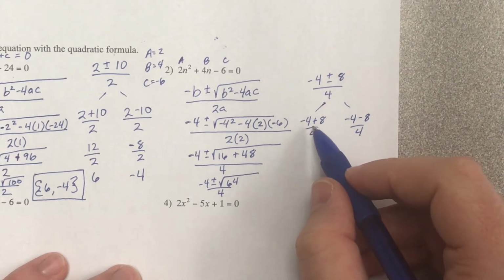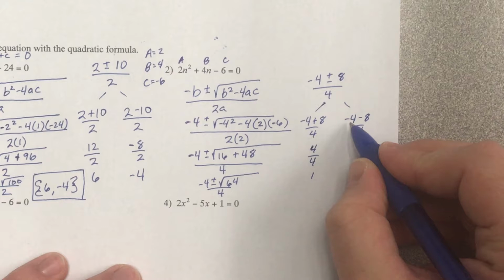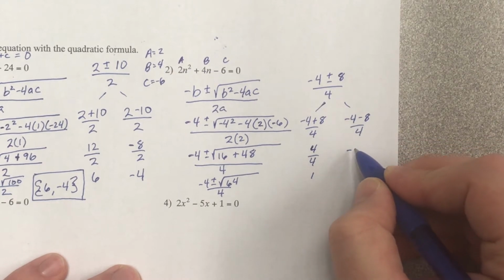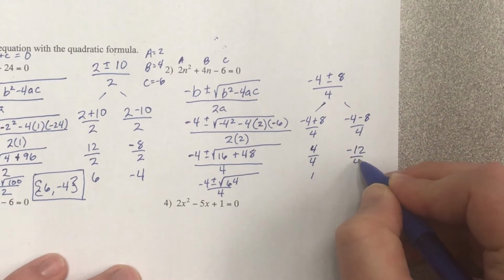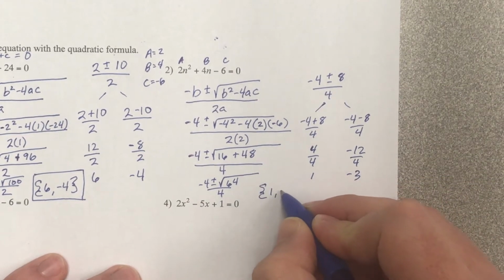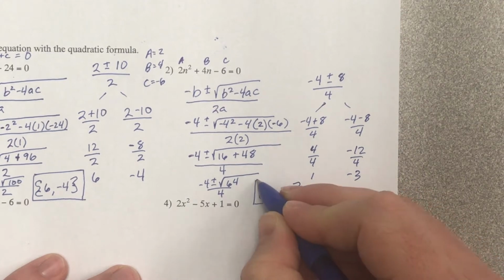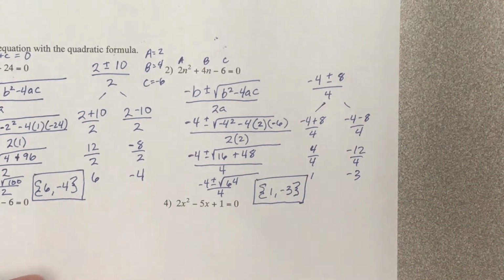So negative 4 plus 8 is positive 4. 4 over 4 is 1. Negative 4 minus 8 is negative 12. Negative 12 over 4 is negative 3. So we have 1 comma negative 3. And that would be our answer.